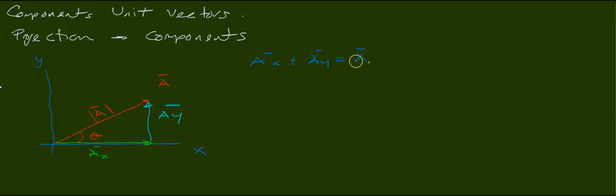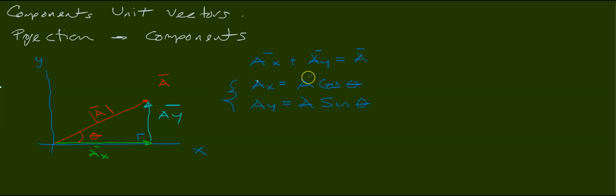So I can write either vector A or I can write the components of vector A, and they are the same. Of course, using a little bit of trigonometry, we know that AX, the magnitude of AX, I don't put the arrow on top, just the magnitude, is the magnitude of A cosine of theta, while AY is the magnitude of A sine of theta.